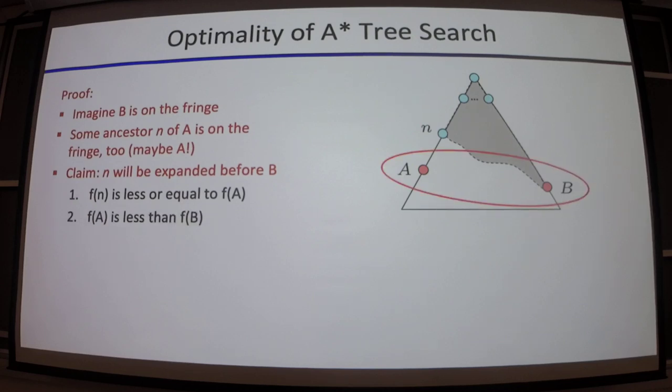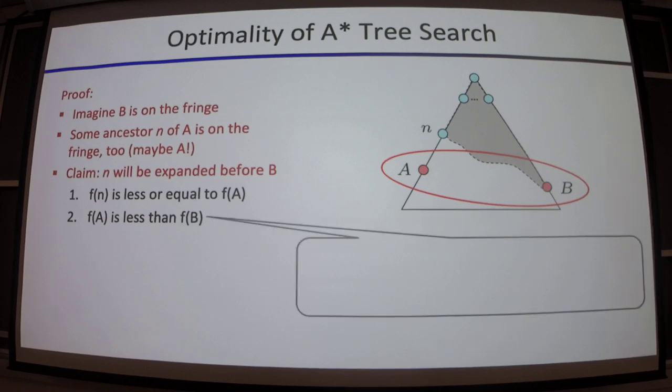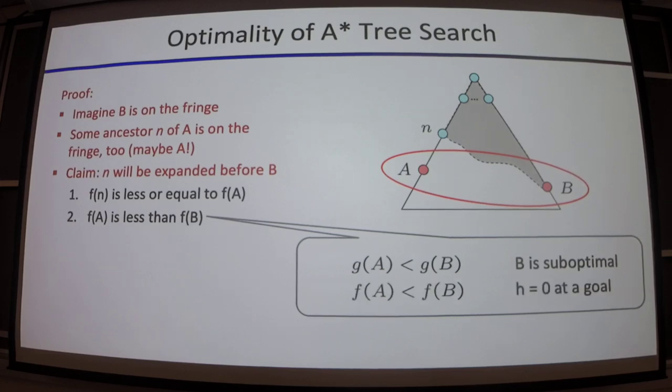Now I want to say that F of A is strictly less than F of B. So why is that? Well, we know that G of A is strictly less than G of B. Why is that? Because we said so. B is suboptimal, right? If G of B was exactly equal to G of A, B would be an optimal goal as well. This is just the definition of optimal, and we said by construction that G of B was suboptimal. So we showed that F of N is less than or equal to F of A, and F of A is strictly less than F of B. That's because the heuristic is zero at the goal, so this follows directly from G of A being less than G of B, because H of A and H of B are both zero, right?